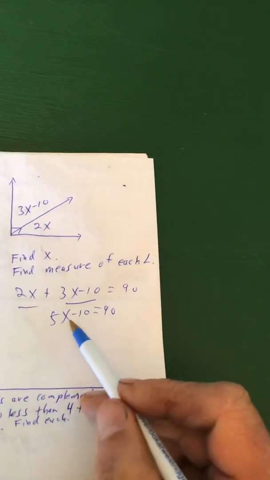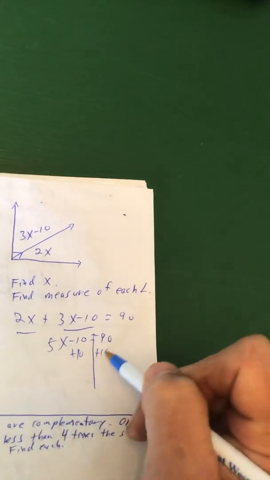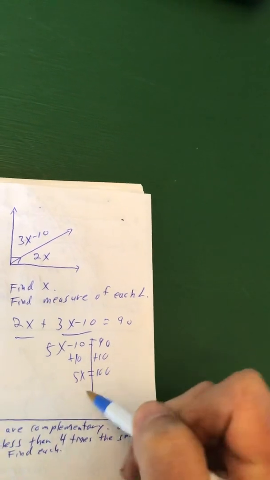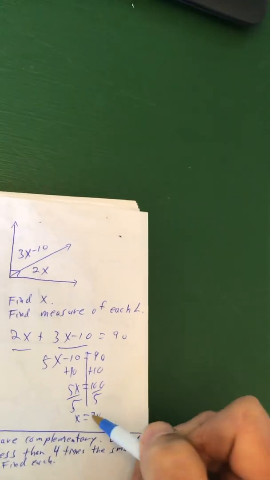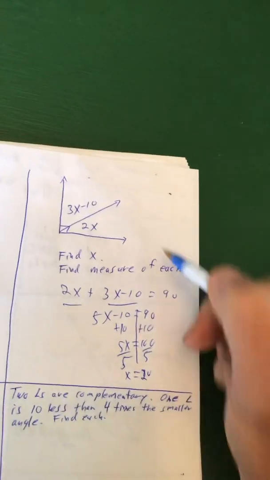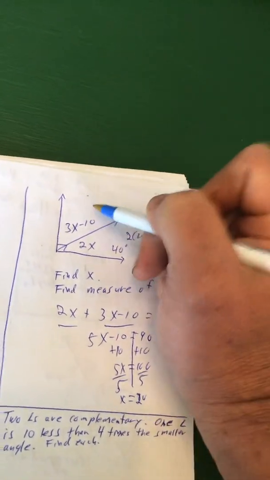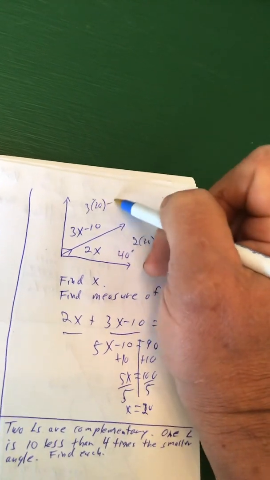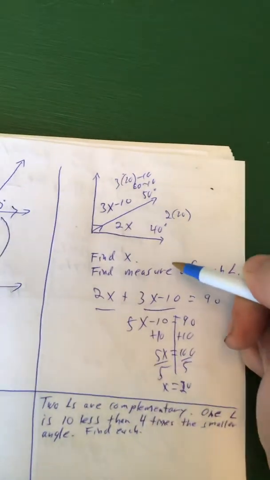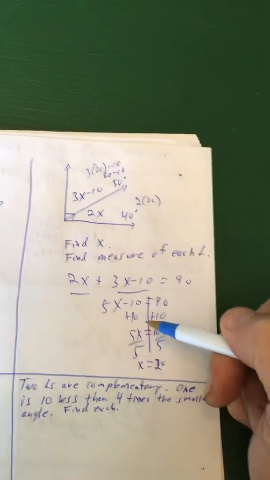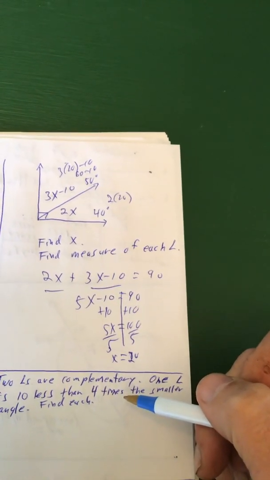And maybe you just skip that step and go right to that. And now I'm going to solve. I'm going to add 10 to both sides. So 5x equals 100. And divide both sides by 5. So x equals 20. And then I can just go, well, 2 times 20, this is 40 degrees. And then 3 times 20 minus 10, that's 60 minus 10 is 50 degrees. And I could double check, 40 and 50 adds up to 90. So I'm right, and I know I'm right. So that's how you do that.